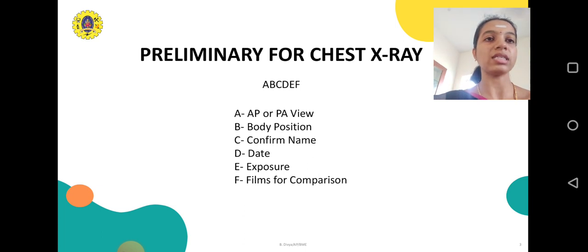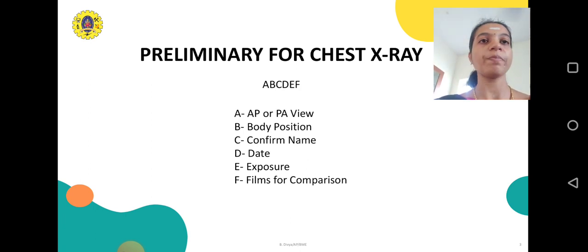A, B, C, D, E, F. We have all these. A is for AP or PA view. B is for body position. C is for confirmed name. D is for date. E is for exposure, and F is for film for comparison.